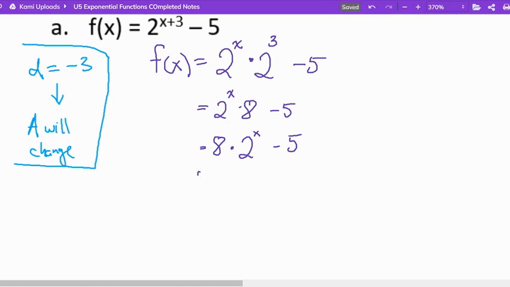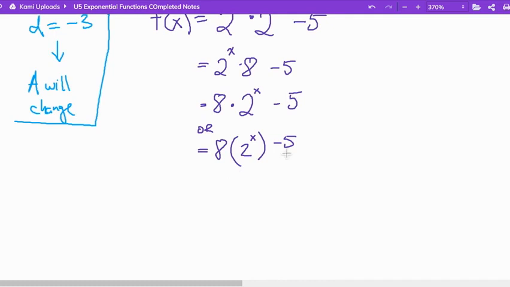Or if you prefer to use brackets, you could do this or have the x outside the bracket, but you need to show that there is multiplication and that the 8 is not being raised to the power of x. You don't mind which one we use? I don't mind, as long as you're showing me that 8 does not have an exponent. Okay? All right, so now that we've broken it down and simplified it as much as we can, let's get into the practice of stating what is the a value, what is the b value, and what is the c value.